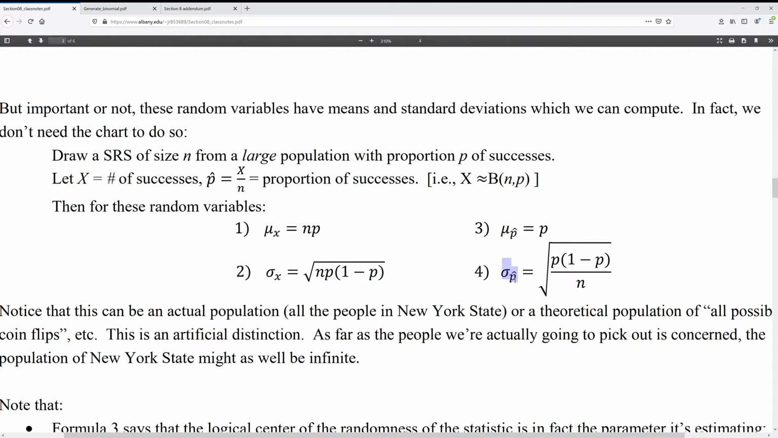What is this thing? Standard deviation measures spread. Standard deviation measures variability of this statistic. The proportion of successes you get when you pick n of them might be 0, might be 1, might be anything in between. But sample to sample to sample, how much are they varying? How spread out are they? That is always what standard deviation measures.